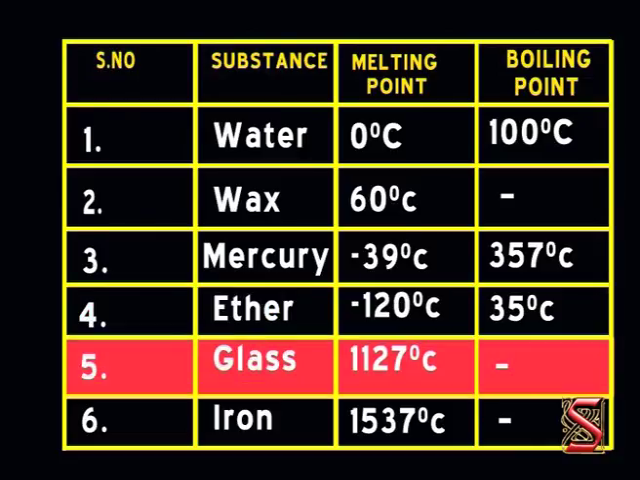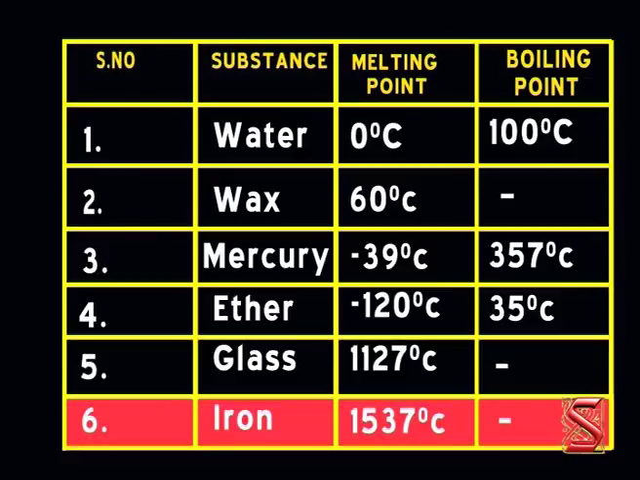Glass, 1127 degrees Celsius melting point, no boiling point. Iron, melting point 1537 degrees Celsius, no boiling point. Remember the following points. 1. When a substance is heated, its mass does not change, but its volume increases in general. 2. Few substances contract on heating. Example, wax, rubber, soft iron, etc. That is, their volume decreases on heating.